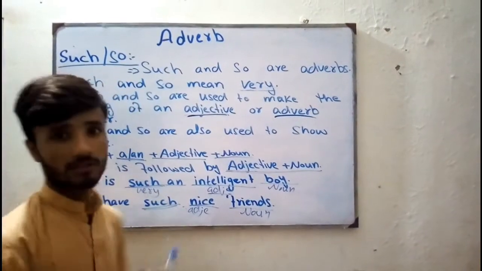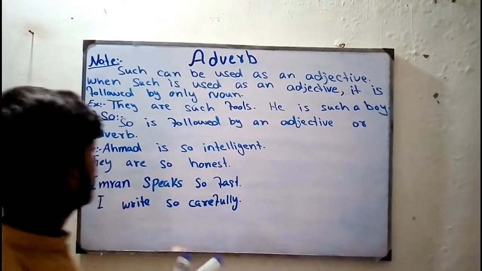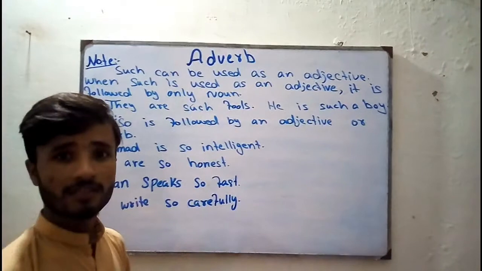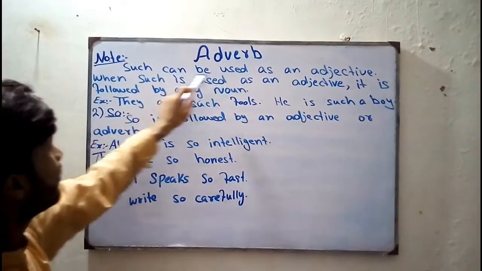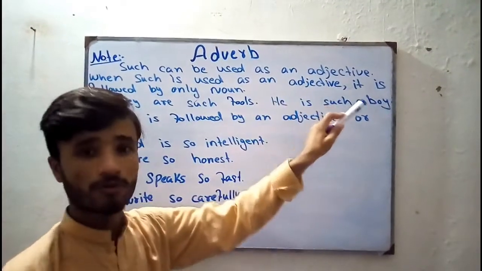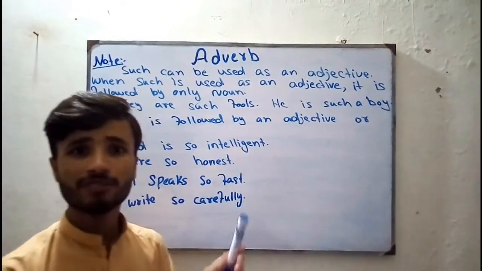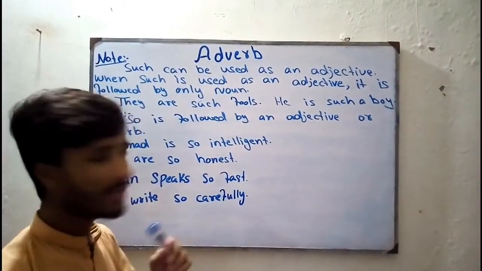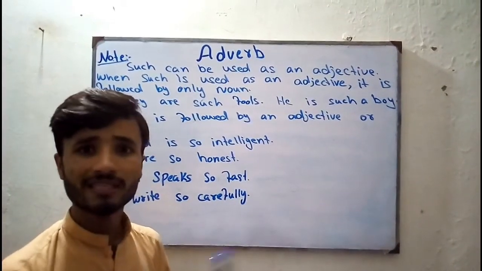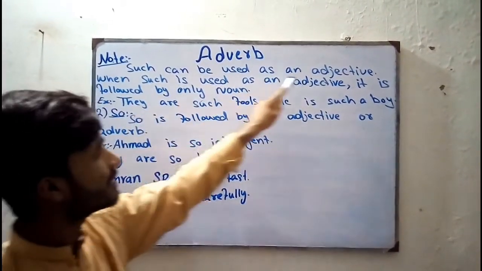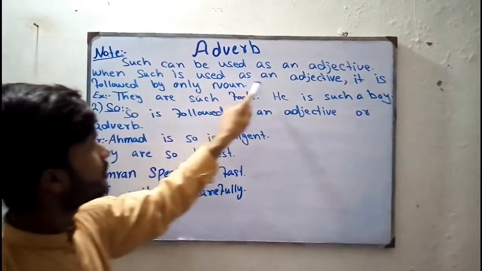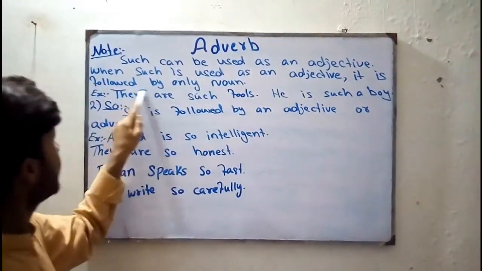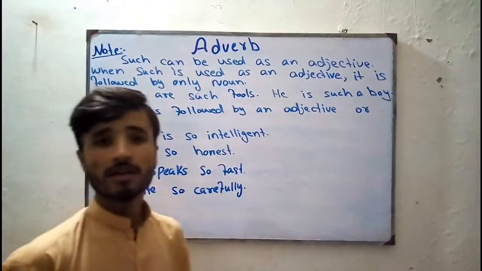So come to the note. So see, here is the note of such. I told you that such has a note. So see the note. Such can be used as an adjective. In the previous example I used such as an adverb, but now I am going to use such as an adjective as well. Is this clear? When such is used as an adjective, it is followed by only a noun.